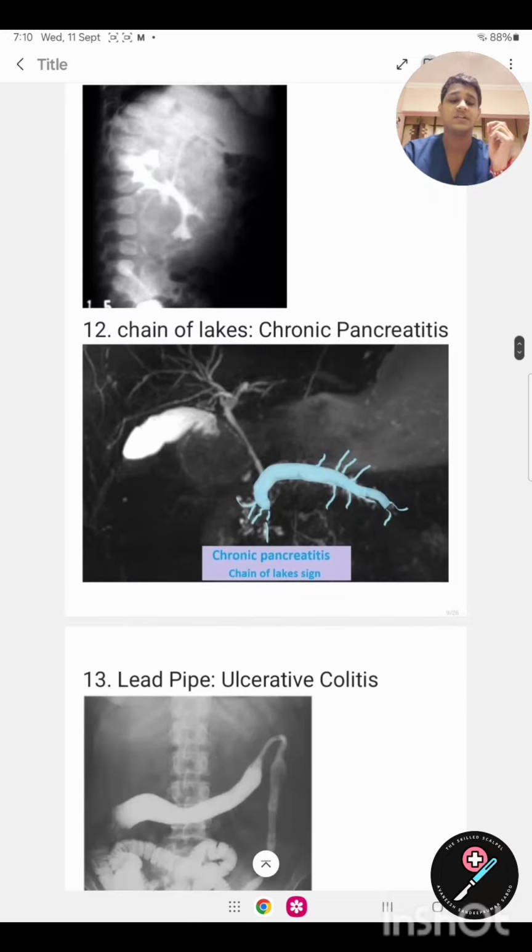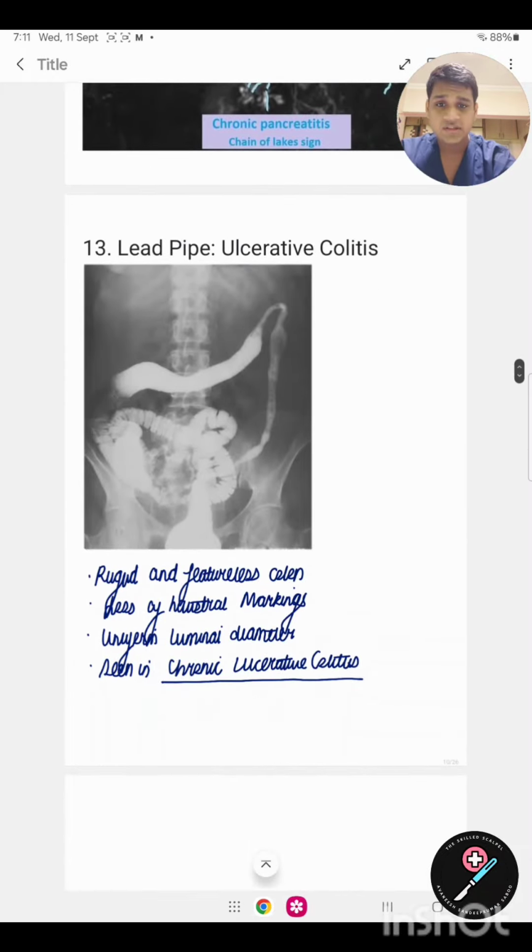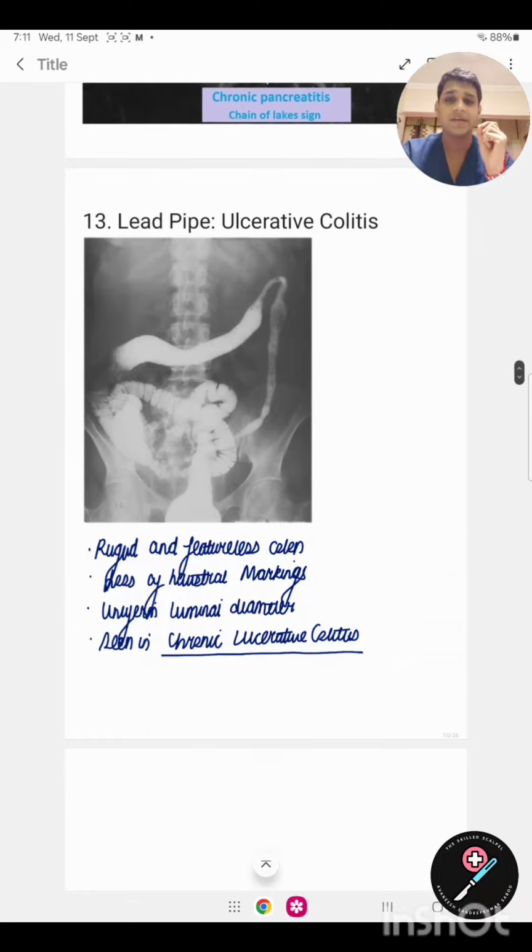The chain of lakes sign seen in chronic pancreatitis. The lead pipe deformity seen in ulcerative colitis. This is a very important finding. There is rigid and featureless colon. There is loss of the haustral markings in the colon, that is the loss of the haustrations. There is uniform luminal diameter, and it is seen in chronic ulcerative colitis.